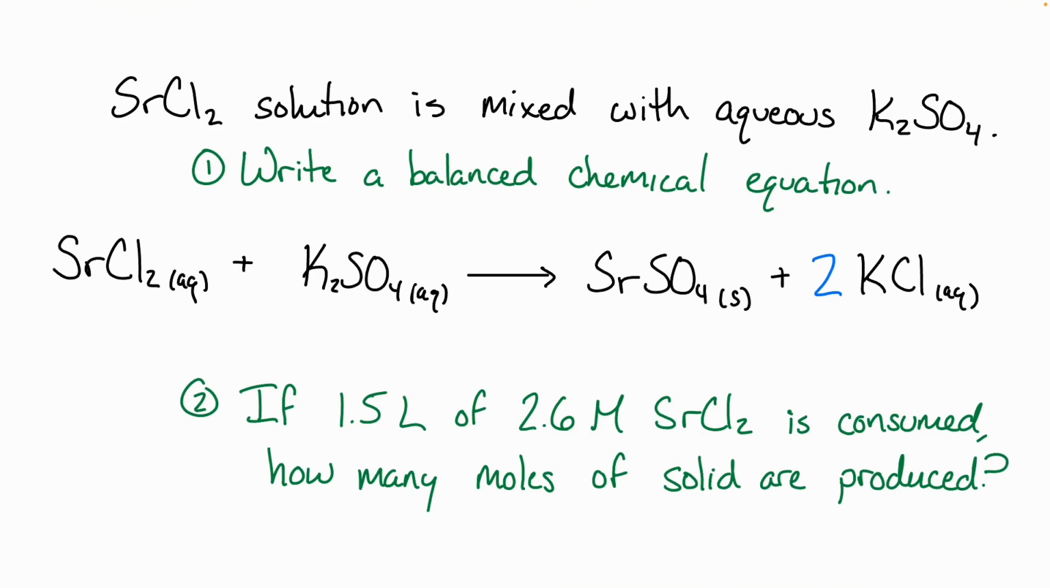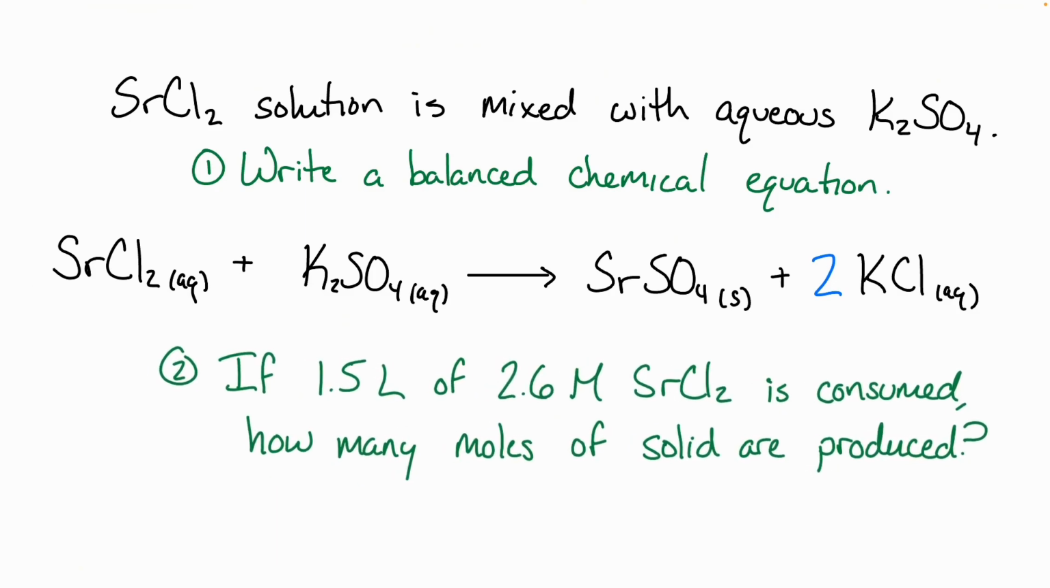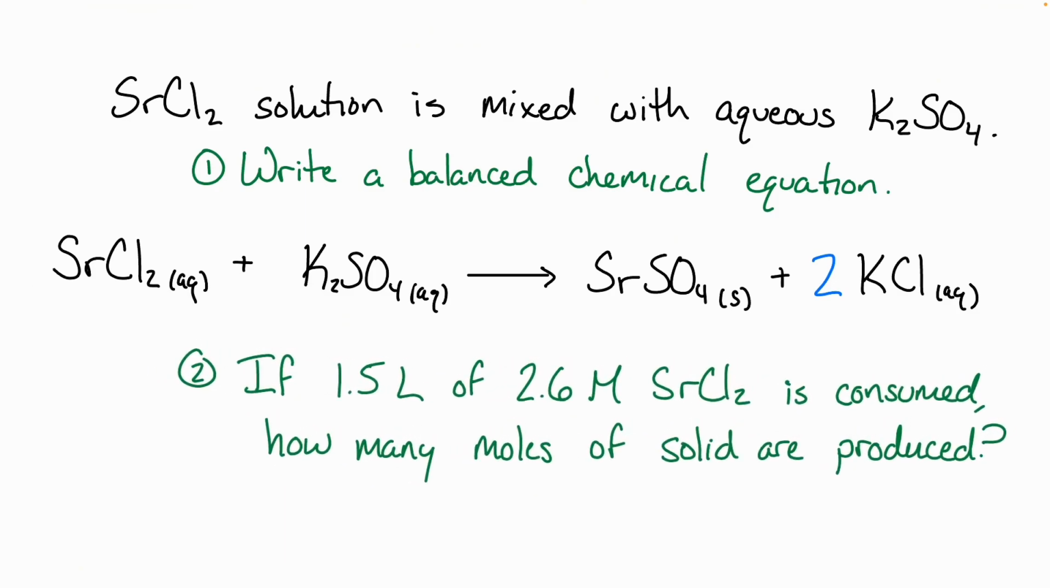Okay? So step 1, we need our balanced chemical equation so we can work with it quantitatively. All right, and now we're going to roll together what we learned how to do with stoichiometry to now what we just learned about solutions and concentrations here. So I'm going to tell you that in this reaction, 1.5 liters of 2.6 molar solution of the strontium chloride is consumed. So I have this solution of strontium chloride that has a concentration of 2.6 molar, and 1.5 liters of that solution were used up in the reaction. And what I want to know is how much solid is produced in this chemical reaction.